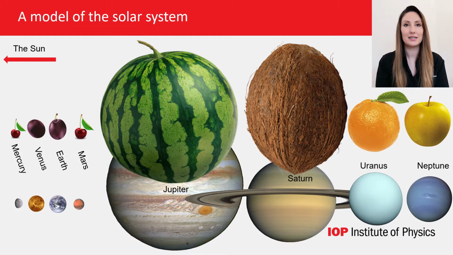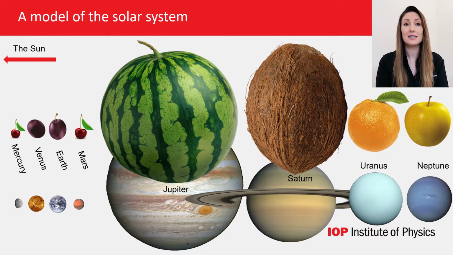The next two biggest, Uranus and Neptune, are represented by the apple and the orange. The orange is Uranus as it's slightly bigger. Earth and Venus are very similar sizes and are represented here by the plums. Again, the Earth is very slightly bigger. Mars is next, being represented by the large cherry, and Mercury by the small one.